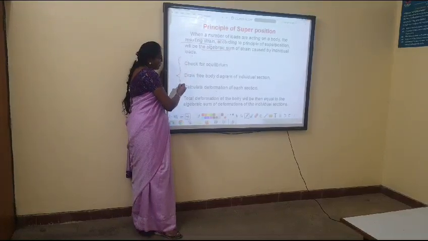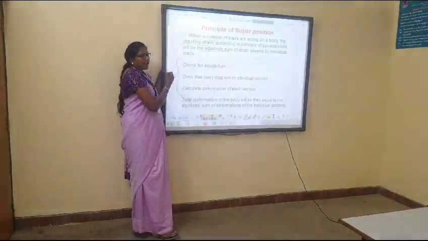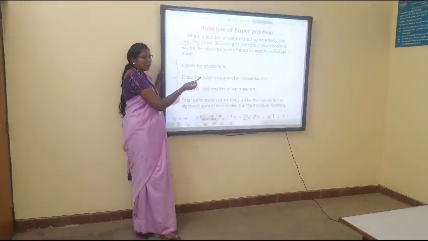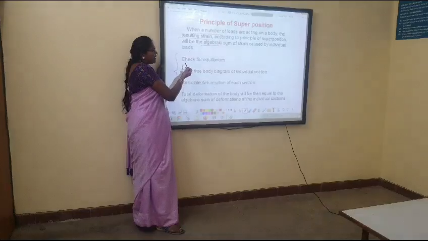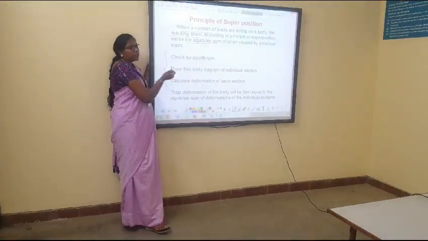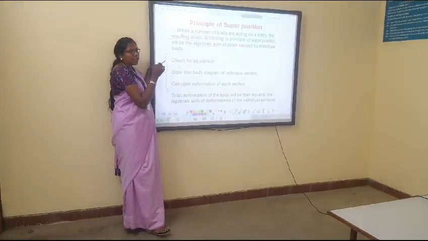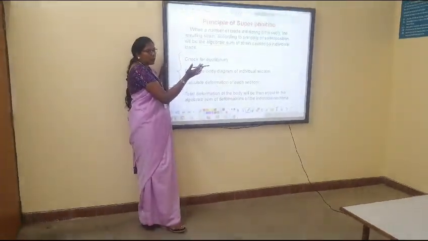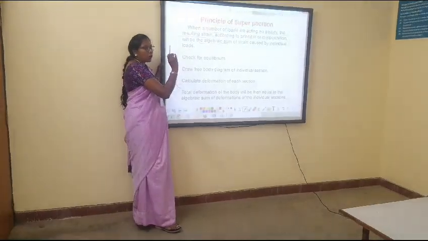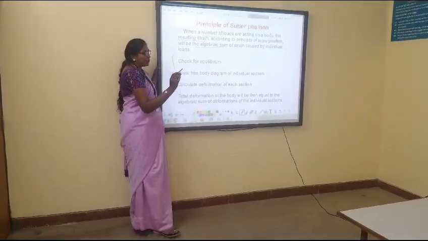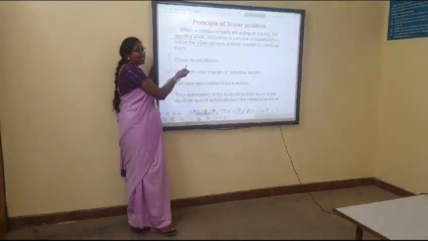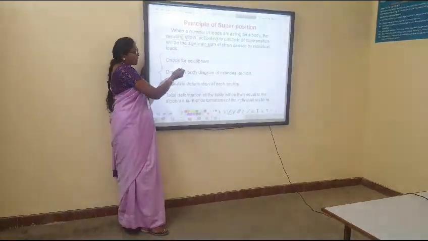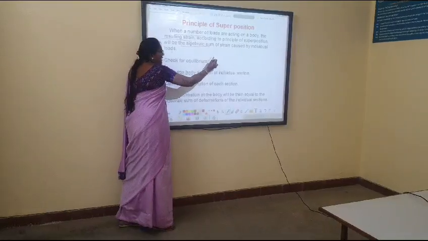Before solving the problem, you should know the steps to solve this problem. The first step will be checking for equilibrium. Once a question is given, an object subjected to different loads, a uniform bar section or uniform cross section subject to different loads, you have to check whether the system is in equilibrium or not. This is your first task.